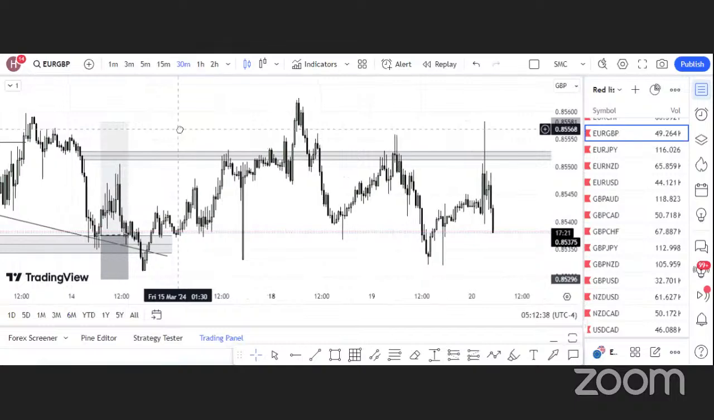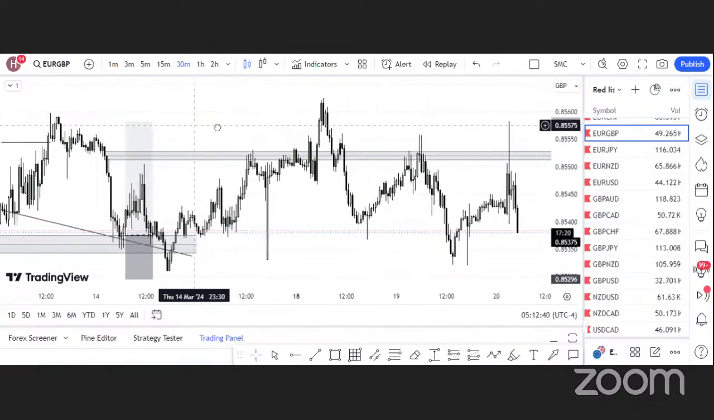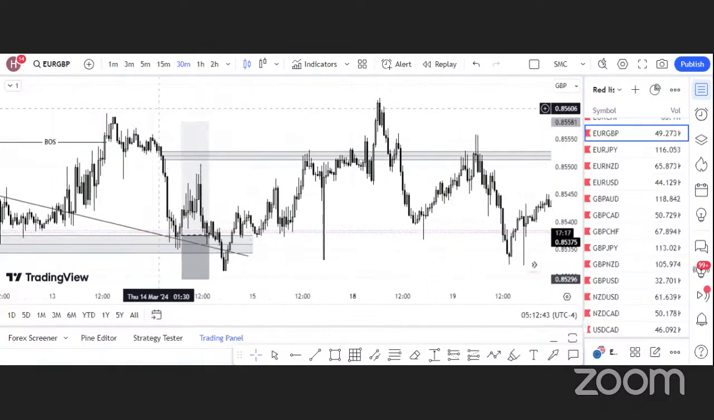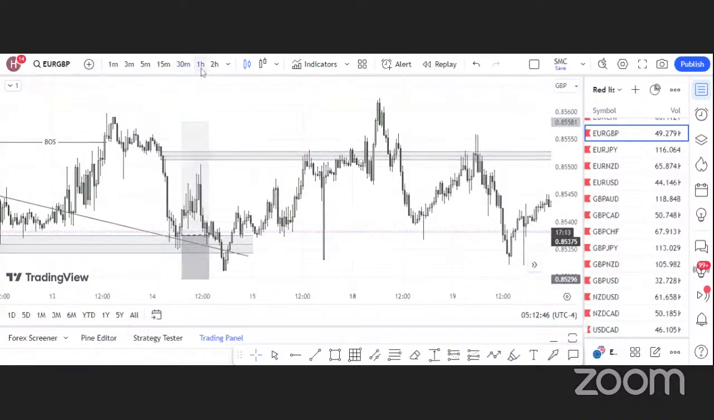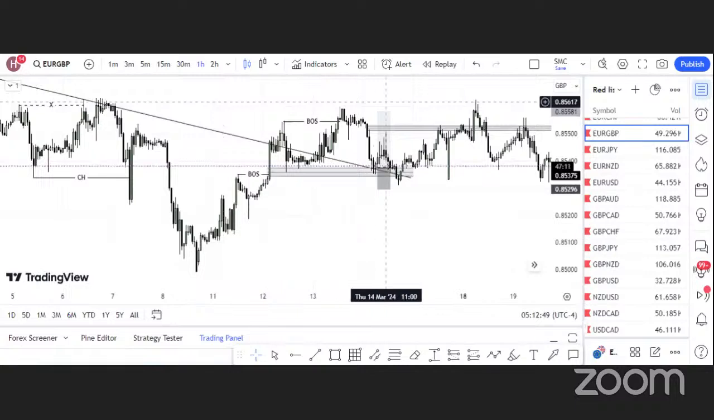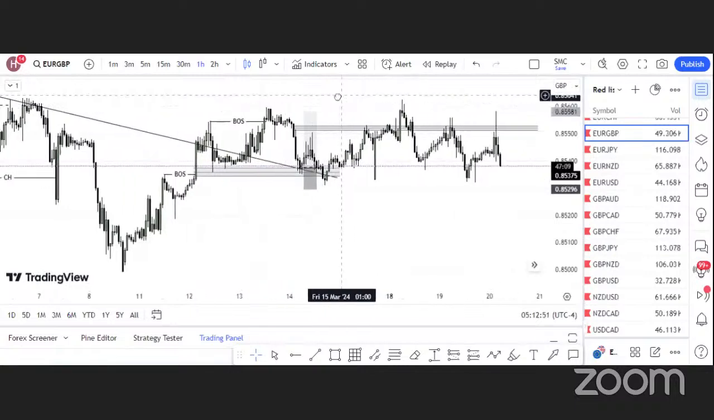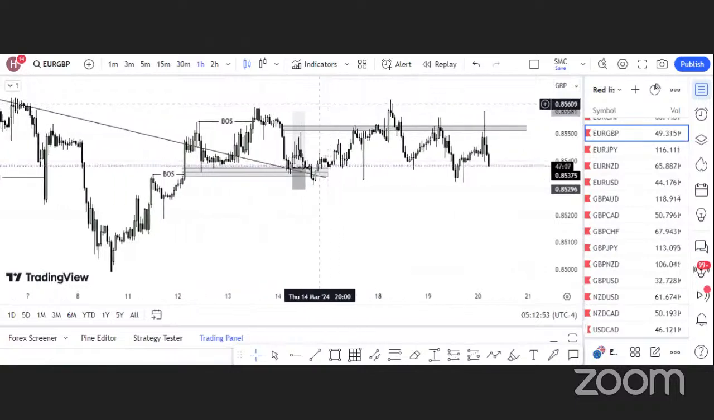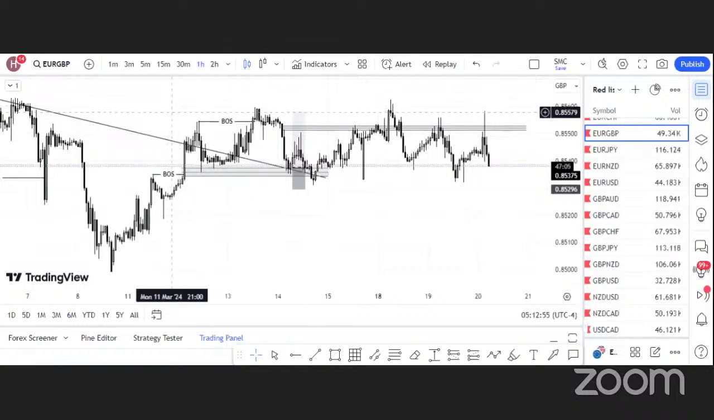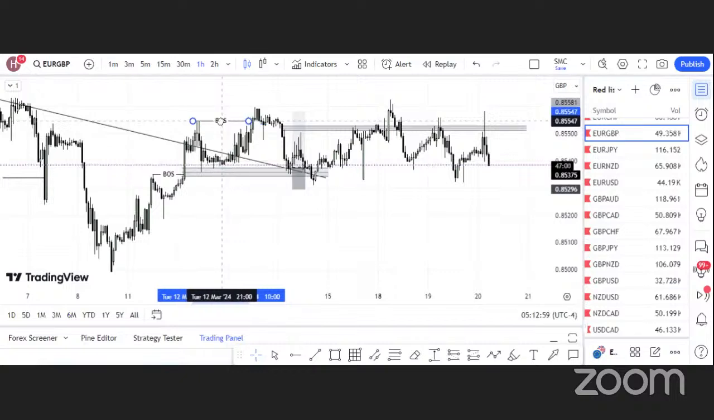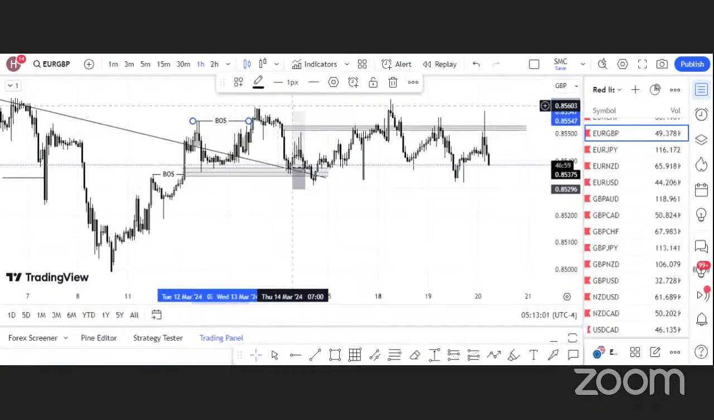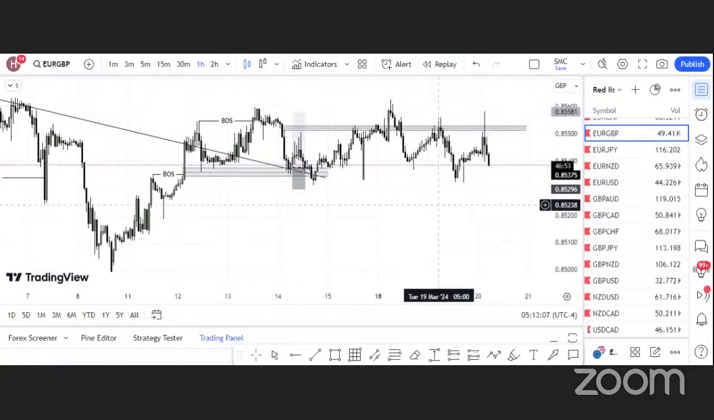Okay, so let's get into the activity of today. We are currently on Euro GBP, 30 minutes time frame. Whenever I'm making analysis on a particular pair, I will suggest you go to that pair. So when I get a good entry and I give out the signal, you can place the trade with me immediately.